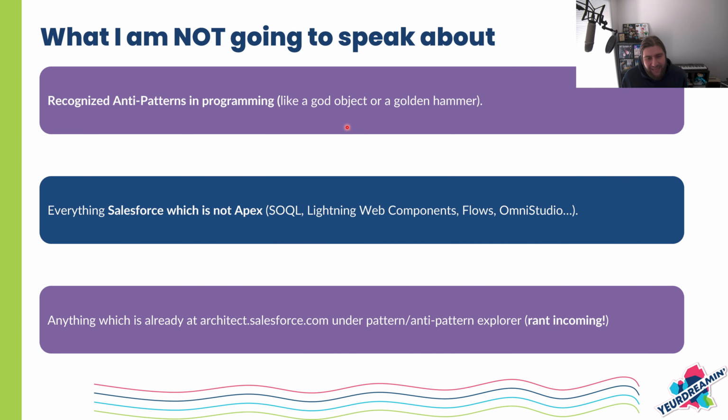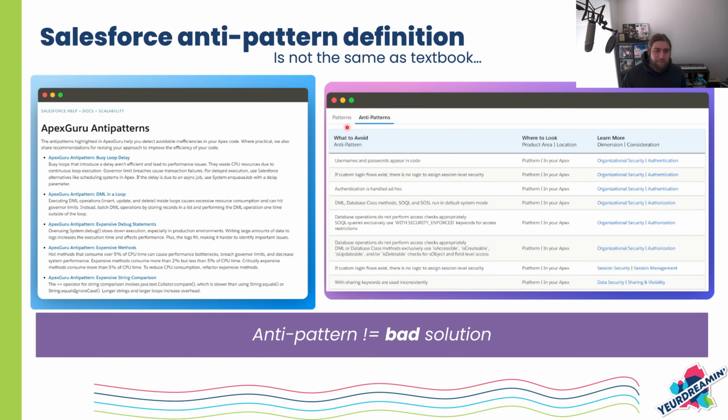But before we do, I really want to rant on the definition once again, because the architect.salesforce.com and also some help articles have their own definition of an anti-pattern. So let's have a look here. Apex Guru anti-patterns. And you see in here DML in the loop. Well, executing DML operations inside loop cause resource consumption, can hit governance limits. Yes, can, most likely will.